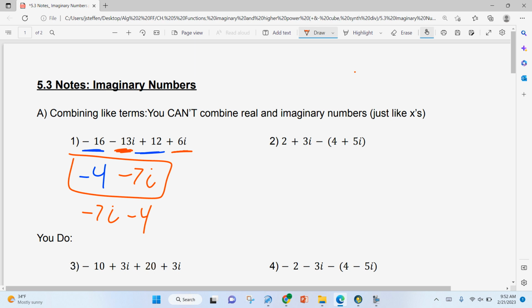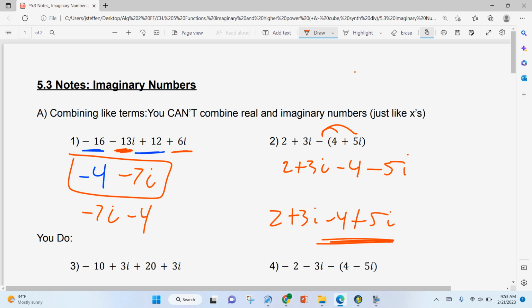Number two, the only difference with number two, remember, you have to distribute that negative first. So you need to make sure you distribute that negative, which means you have 2 plus 3i minus 4 minus 5i. The most common mistake that people make with this is they don't distribute it. They just take out the parentheses. So it's 3 plus 2i minus 4 plus 5i. They just take away the parentheses, so they didn't change anything.